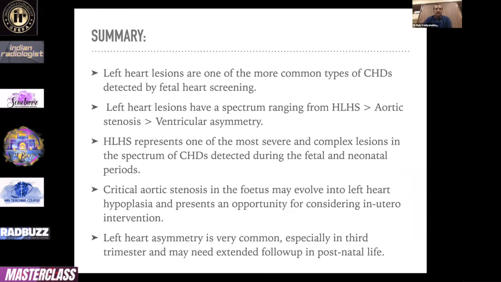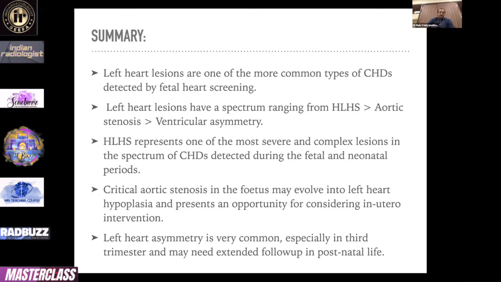So let me summarize this lecture. Left heart lesions are one of the more common types of CHDs detected in fetal heart screening. And you need to differentiate between hypoplastic left heart syndrome and asymmetry. These are very important points, and don't label a simple ventricular asymmetry as HLHS all the time, because the prognosis is completely different. HLHS is a severe and complex lesion both in fetal and newborn period, quite challenging, and Mark can probably talk about their experiences later on.